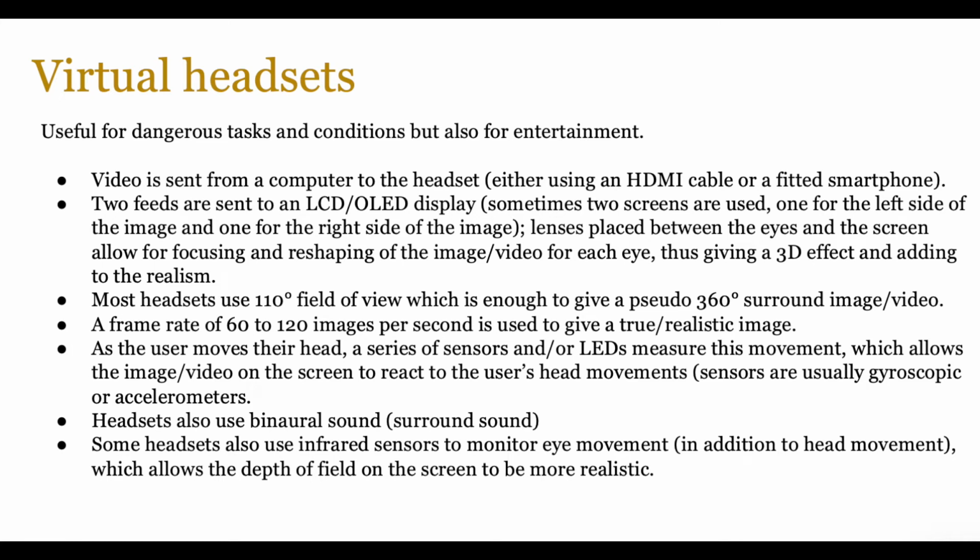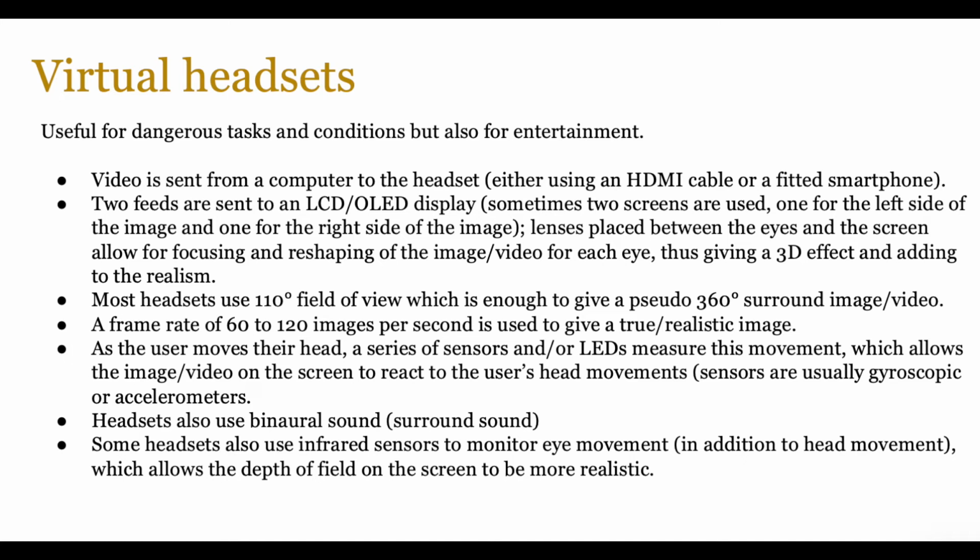Frame rates play a huge part in the experience. So if you have a frame rate of 60 to 120 images per second, you're going to have a much smoother 3D effect. And what also happens is that normally these headsets have a series of sensors or LEDs with a camera which allow the image to react to the head movement. The sensors normally are gyroscopic or accelerometers, which are normally built into most phones.